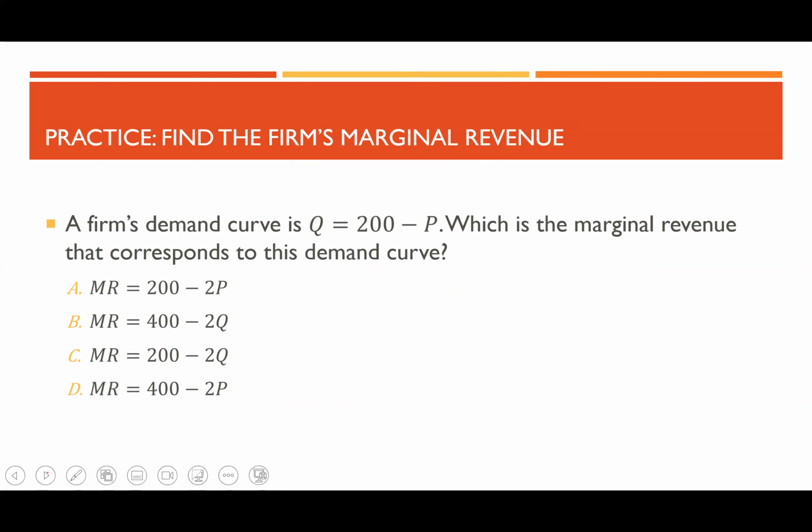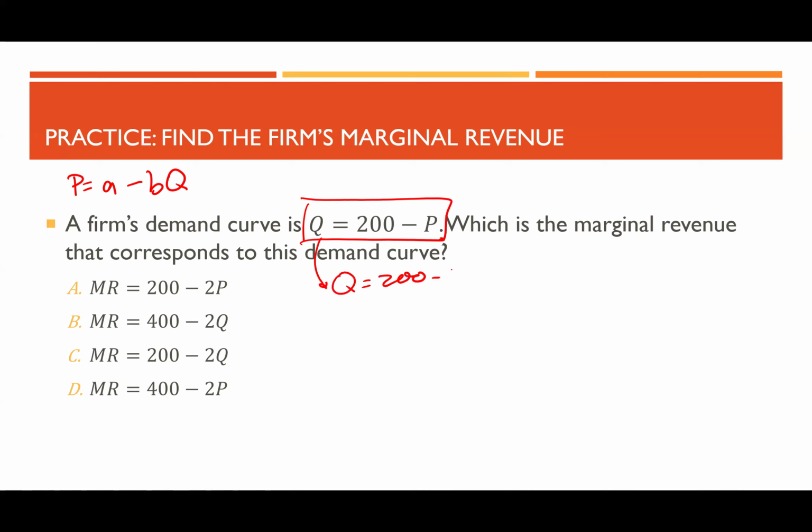And let's do an example where we find the firm's marginal revenue. So remember, if the firm's inverse demand equation is price equal to A minus B times Q, we can write our given demand curve in that same format by solving for the price. So we'll have quantity equal to 200 minus the price. We're going to add the price to both sides. So we'll have price plus quantity equal to 200. Then we'll subtract the Q. So price equal to 200 minus quantity.